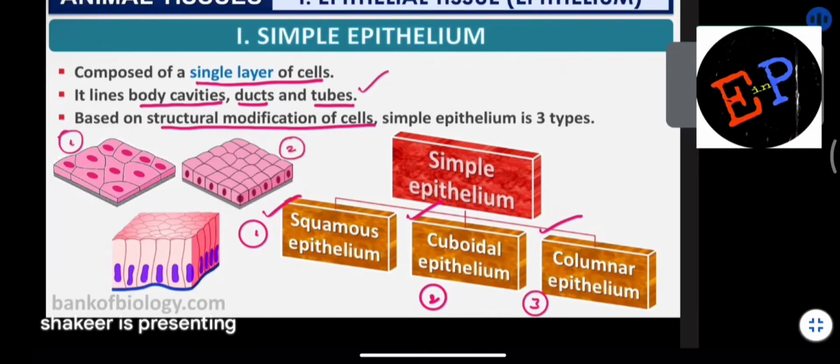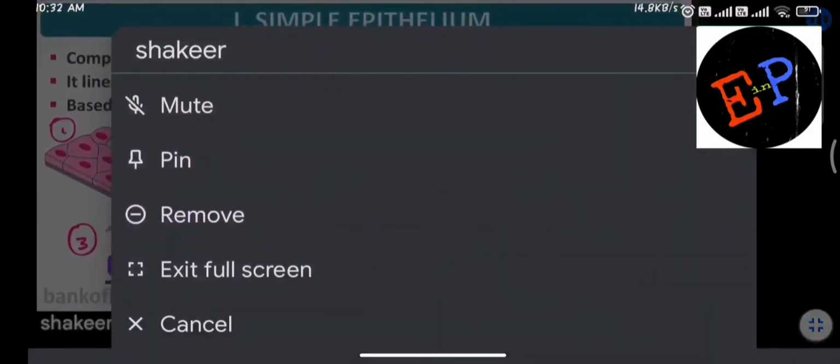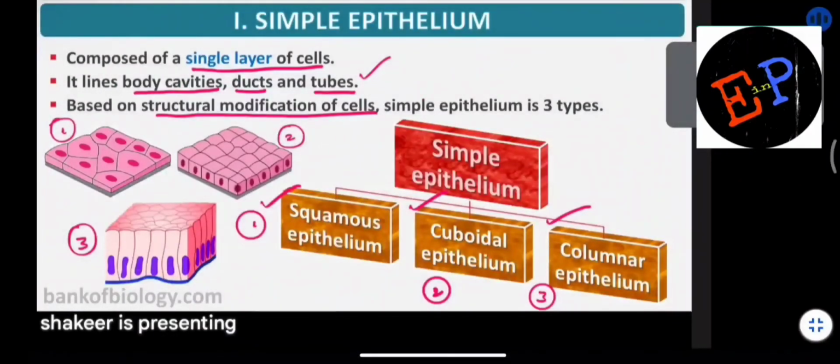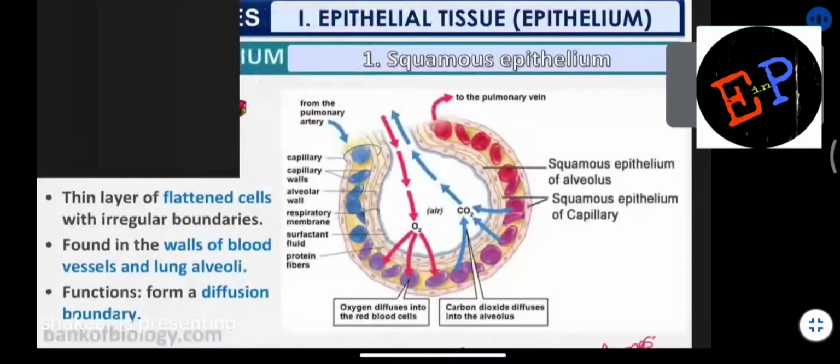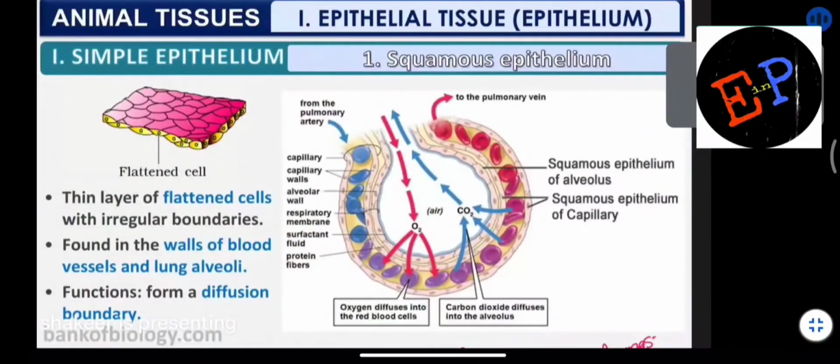So cells are arranged in the shape of cubes, and that is why it is called cuboidal. And the third one is called columnar. They are arranged in columns. What is the arrangement? They are elongated cells which are arranged in the form of columns. That is why they are called columnar. Clear? Then we will study about squamous epithelium.